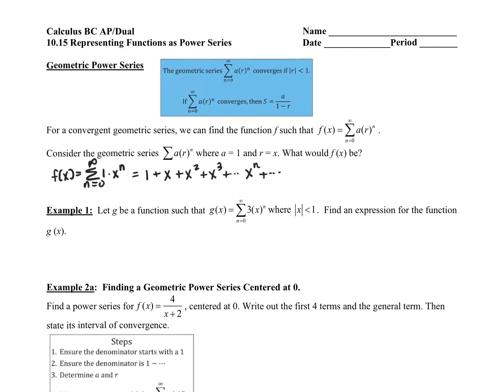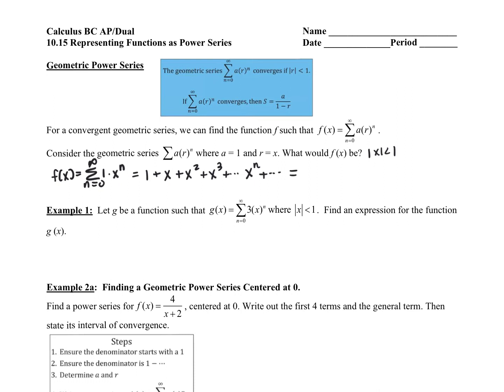When will this converge? When I plug in x equals 5, will this converge? What is x? It's the radius, it's r. So when does a geometric series converge? When the absolute value of r is less than 1. So if you plug in x equals 5, will this converge? No. If you plug in x equals 1/2, will it converge? What about negative 1/2? Yes, right? So as long as the absolute value of x is less than 1, this will converge and this will have a sum.